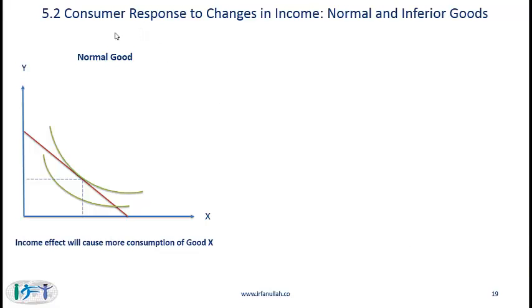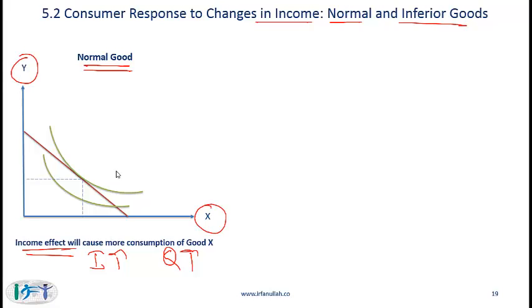Section 5.2, here we look at consumer response to changes in income for a normal good and an inferior good. If you recall from an earlier reading, a normal good is one where if the income goes up, then the quantity demanded of that particular item goes up, all else equal. So let's say that we are looking at two goods, X and Y. And if this is a normal good, then what will happen?